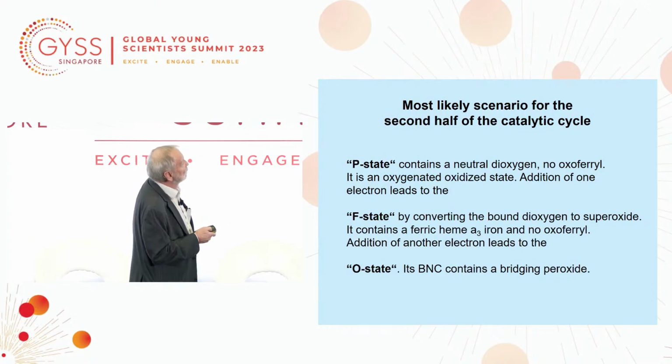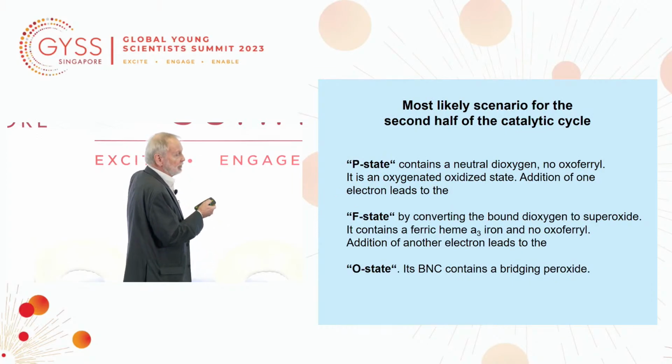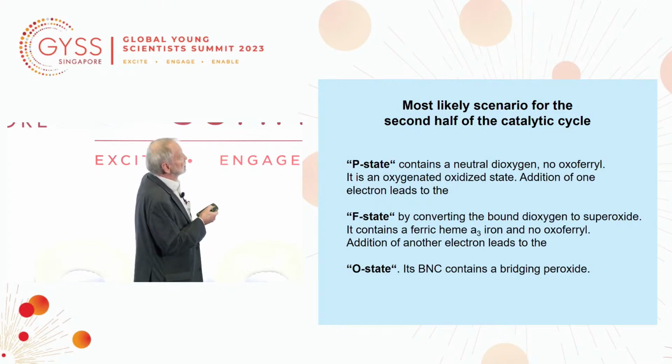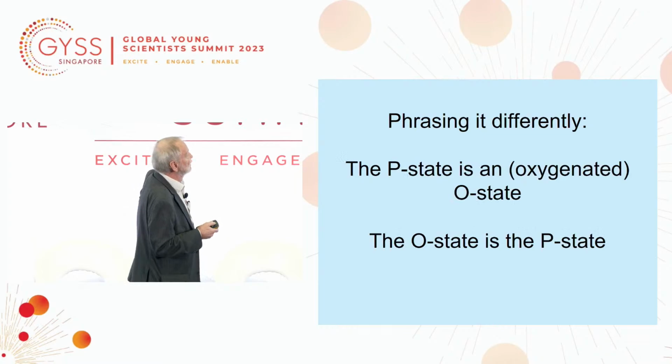And so we have a most likely scenario for the second half of the catalytic cycle. The P state contains a neutral dioxygen, no oxoferryl, and it is an oxygenated oxidized state. Addition of one electron then leads to the F state, and upon this, the bound dioxygen is converted to a superoxide. The F state does not contain an oxoferryl, but a ferric heme A3 iron. If you add another electron, then you get the O state, and you have the bridging peroxide, which makes complete sense. So we can phrase it differently: the P state actually is an oxygenated O state, and the O state is the P state.